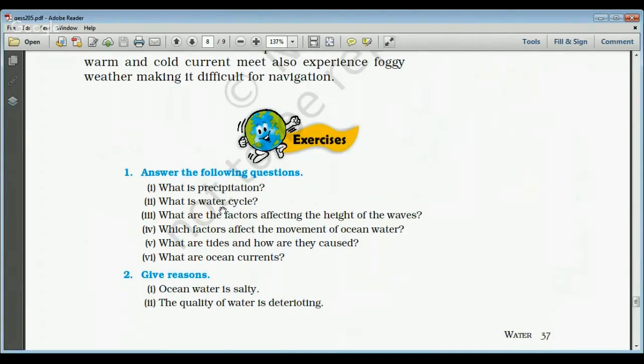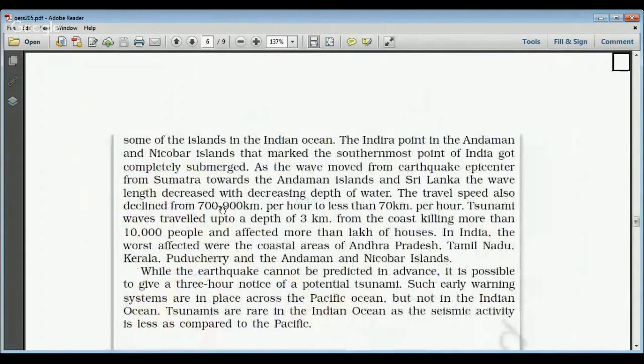Factors affecting the height of a wave. There may be various factors like earthquakes, volcanoes, underwater currents, or tsunamis. Tsunami waves are of the highest height, they may be up to 150 meters. Then the factors affecting the movement of ocean waters. There are various types of factors which affect the movement of ocean water. This is written here.